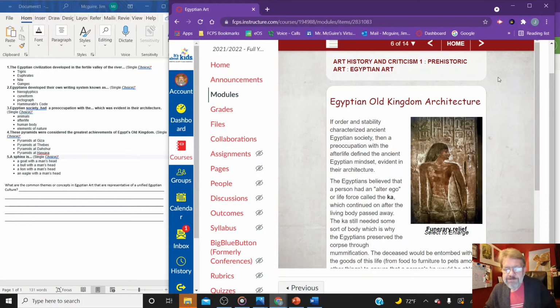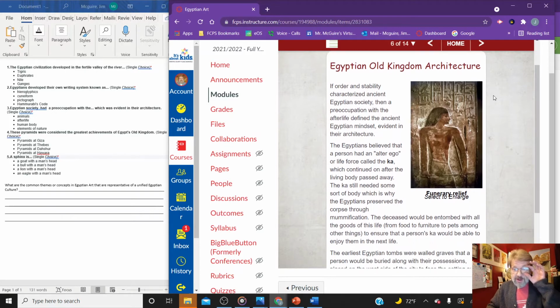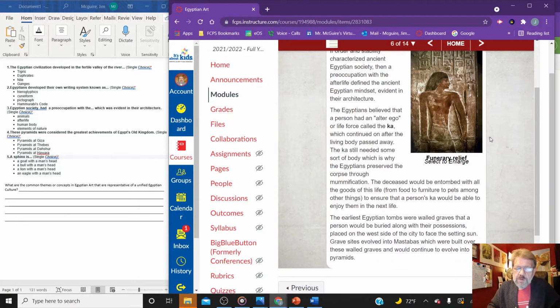If order and stability characterized ancient Egyptian society, then a preoccupation with afterlife defined the ancient Egyptian mindset, evident in their architecture. Hint, hint, I think that's question number 3. The Egyptians believed that a person had an alter ego or a life force called a Ka, which continued on after the living body passed away. The Ka still needed some sort of body, which is why the Egyptians preserved the corpse through mummification. The deceased would be entombed with all the goods of his life, from food to furniture to pets, among other things, to ensure that a person's Ka would be able to enjoy them in the next life.